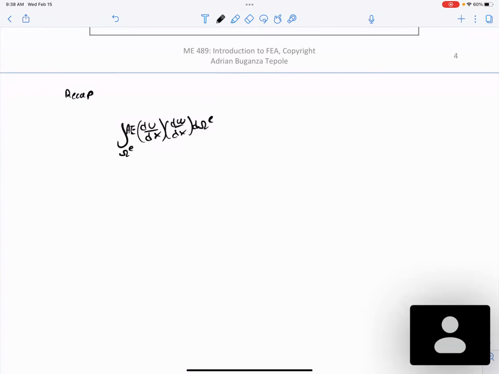And then what I said is, what is the du/dx? It's the sum of the derivatives of the shape functions times the nodal values. So when we use the discretization with finite elements, this is just the sum over j of dNj/dx uj, and for w, the sum over i of dNi/dx wi.